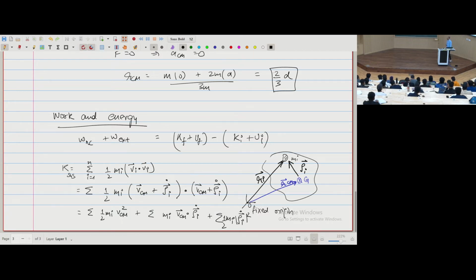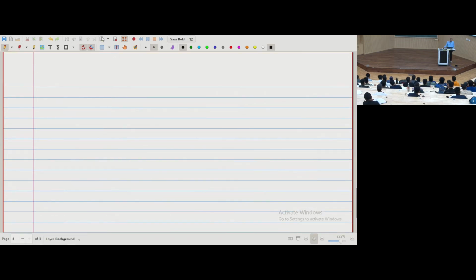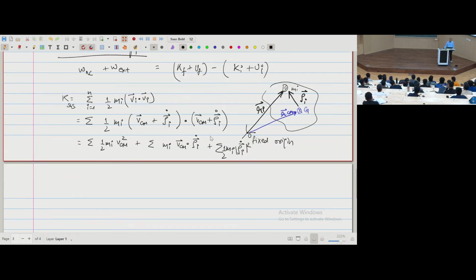We simply expanded the dot product. So we get three terms. So let's look at term number 1. So that's the kinetic energy because of the motion of the center of mass.